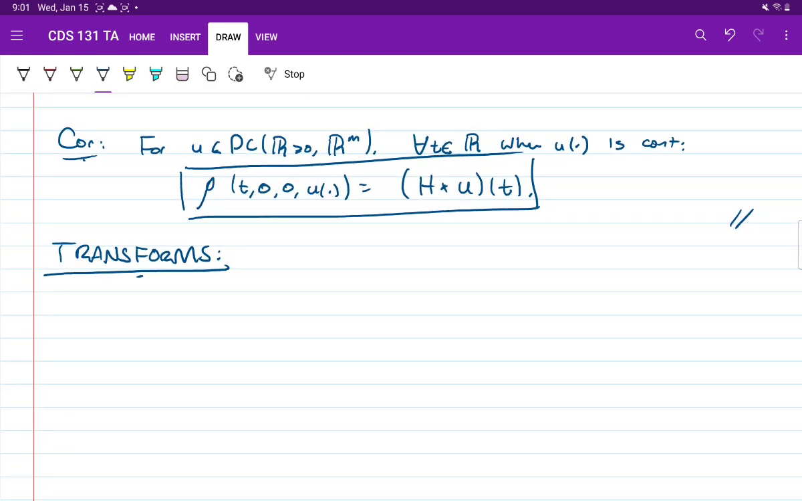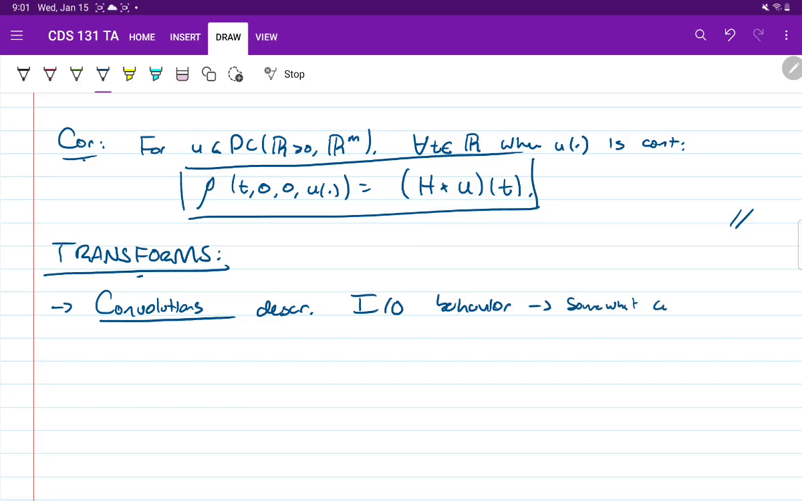Let me quickly motivate transforms. By transform here, I mean things like Laplace and Z transforms. Our current issue is we have convolutions describing our I/O behavior, but these convolutions are still somewhat complicated. The formulas for impulse response are certainly much simpler than what we had before, but they're still reasonably complicated formulas, as are the formulas for convolution. We have an infinite integral and an infinite sum, and these things are tough to work with.